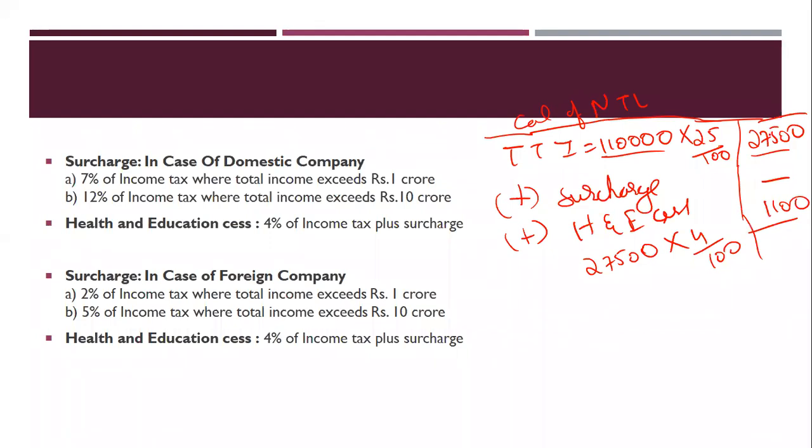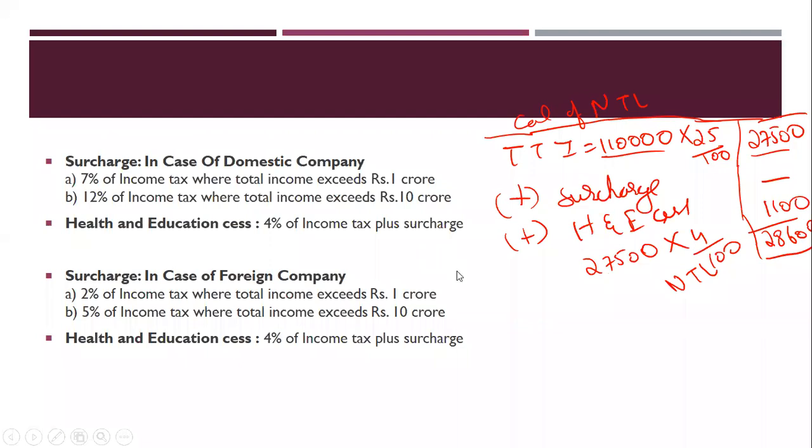So this will be my total normal tax liability. How much is it in total? 27,500 plus 1,100. If I'm not wrong, it is 28,600. Correct. Very good. So this is called normal tax liability.